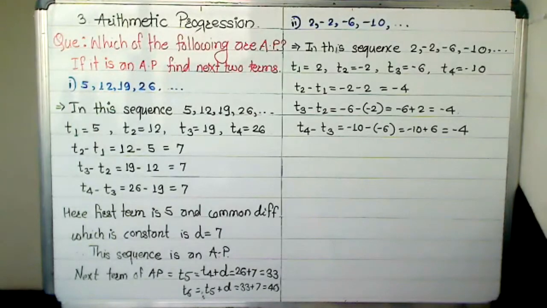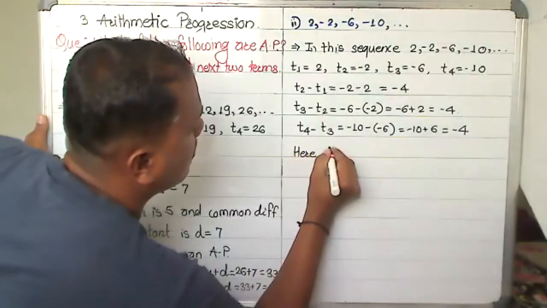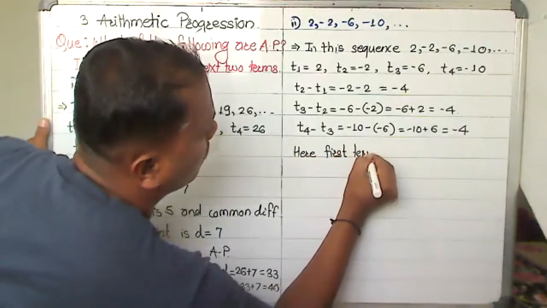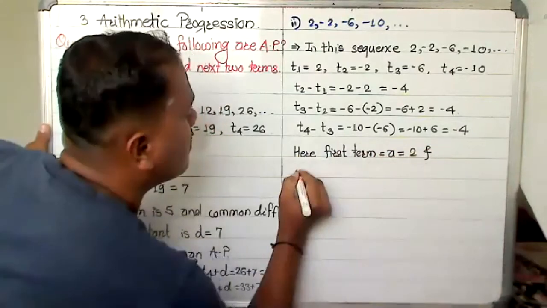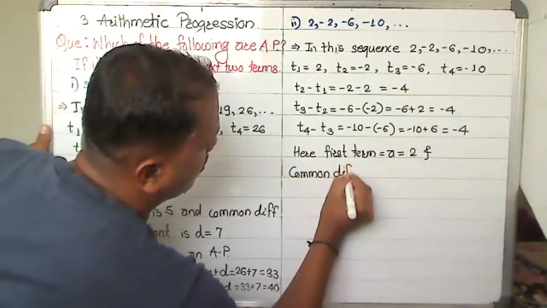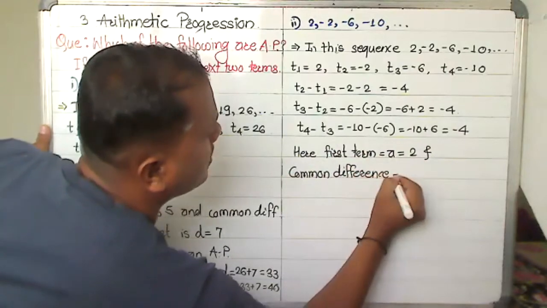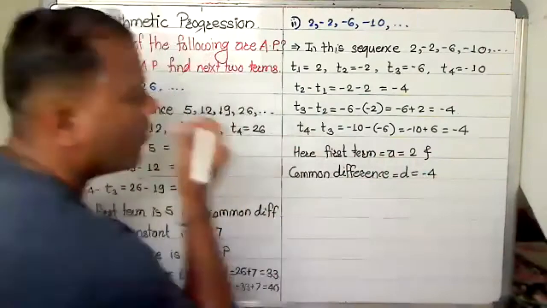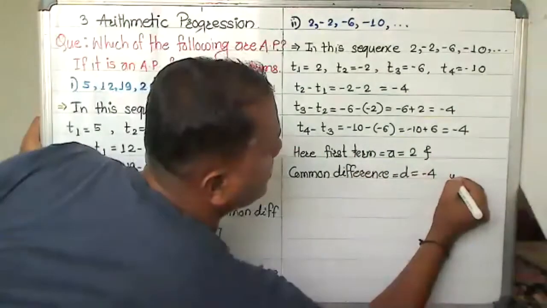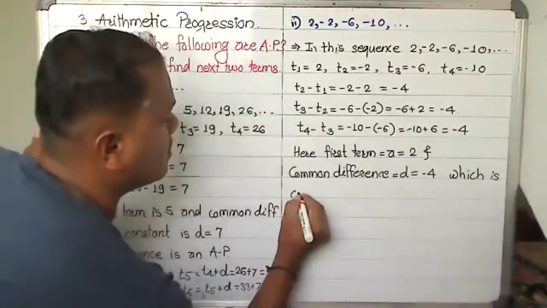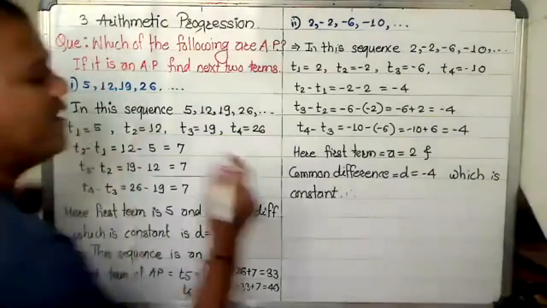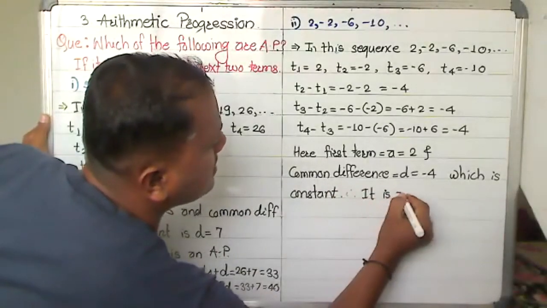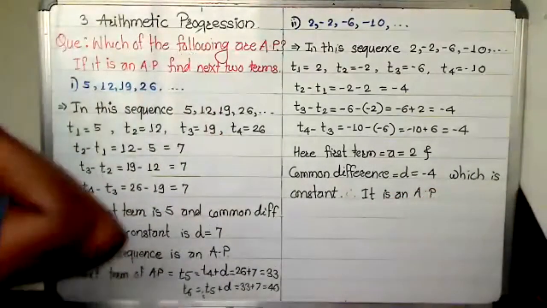Okay, so again we are going to write here: first term A is equal to 2 and common difference D is equal to minus 4, which is constant. Therefore, the given sequence is an AP.